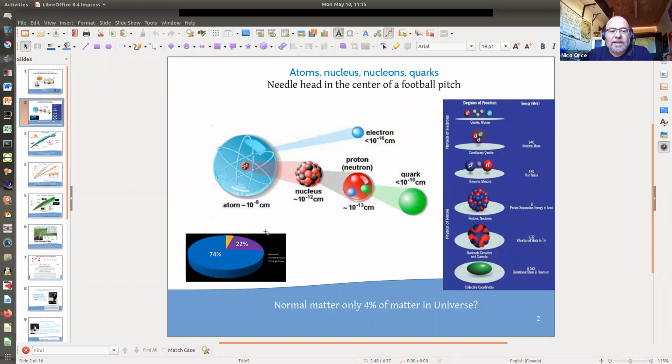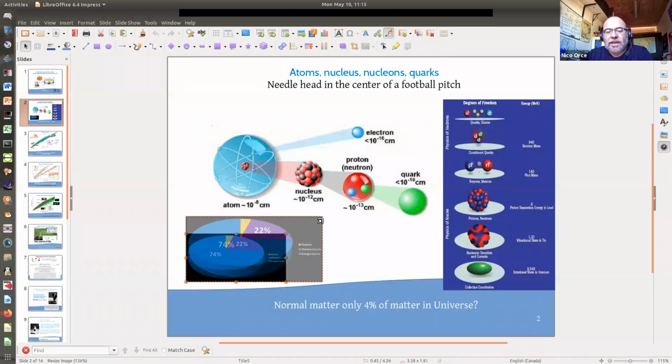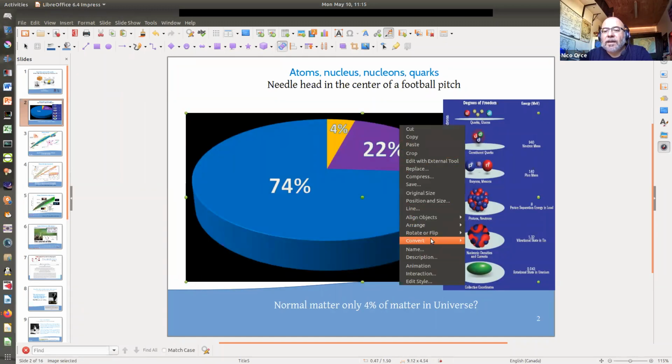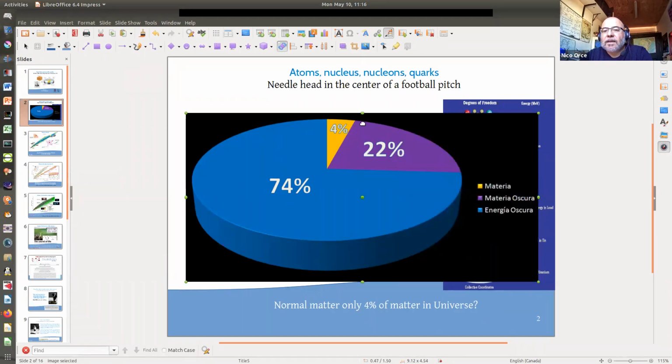So one thing very interesting for you to see is that all this matter that we see around us, let me make this a little bit bigger so you can see it. All the matter that we see around us is only 4% of the matter, supposedly, in the universe. The 22% is supposed to be dark matter, which we don't know what it is. And 74% is supposed to be dark energy, which we don't know what it is either.